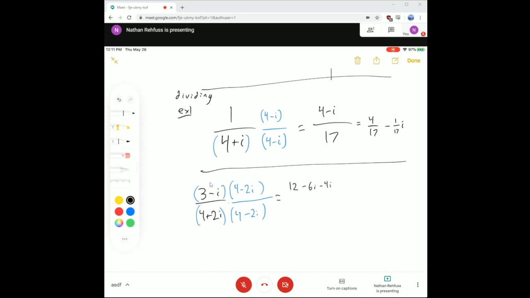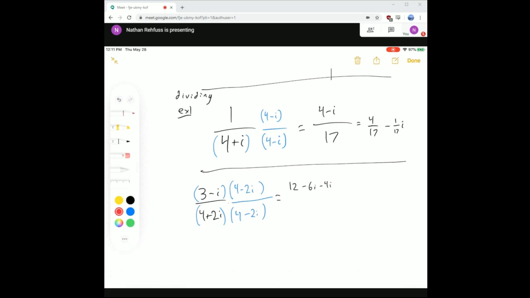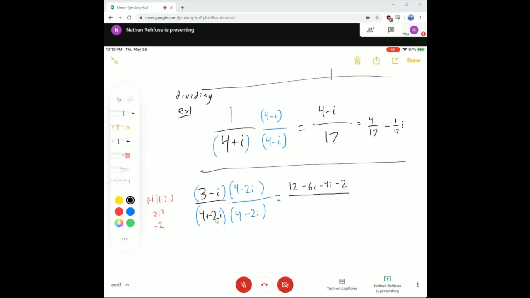Let me write this down on the sidebar here. Negative i times negative 2i is, the minus signs cancel out and we get 2i squared, which is the same as negative 2 because i squared is negative 1. Just didn't want anyone to get lost here. So that's minus 2. I'm using my trick again. 4 squared plus 2 squared, 16.